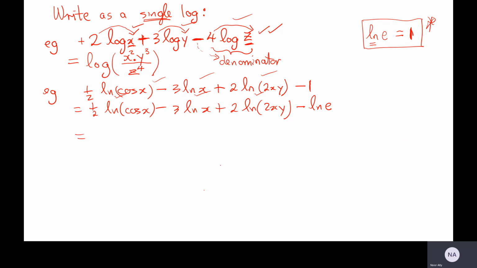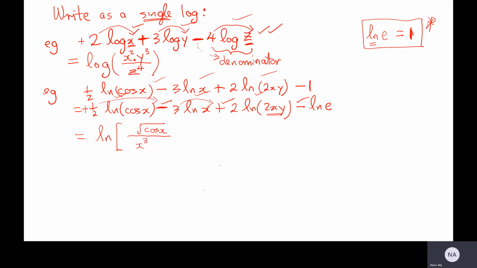Now I can write as a single log. Of course, it will be ln in this case. That's a plus, so that must go in the numerator. That's a minus, that must go in the denominator. That's a plus, goes in the numerator. That's a minus, goes in the denominator. But because it's a half, I'm going to write square root of cos x. Are you happy about that? Cos x all to the power half is the square root. The 3 goes to the x, and that's x cubed. Because of the minus sign, it goes into the denominator.